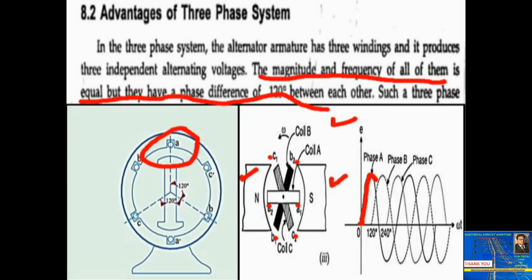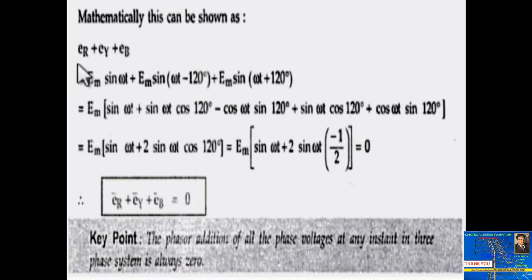Okay, so you can write the equation. How will the equation be? You can see the voltage. So we call it ER plus EY plus EB is equal to 0. So guys, the voltage in the first coil, that is A or ER. Okay, there are three phases you can see. So ER you can write as EM sin omega t.